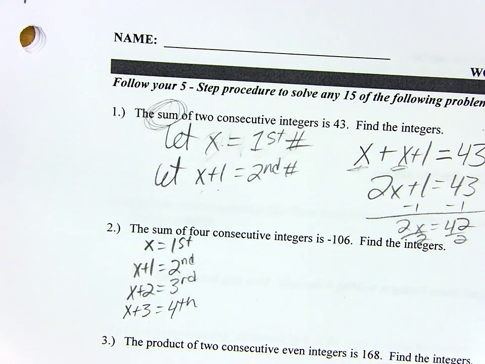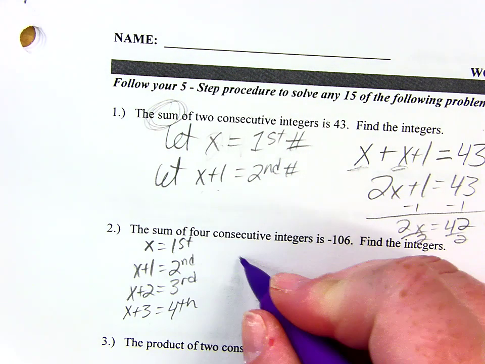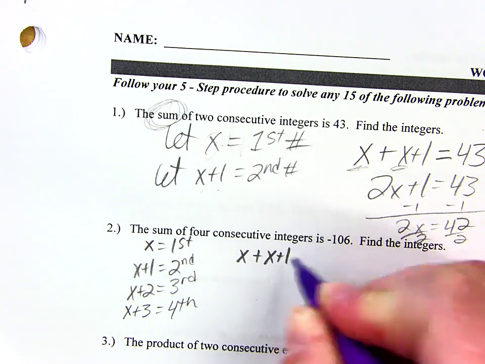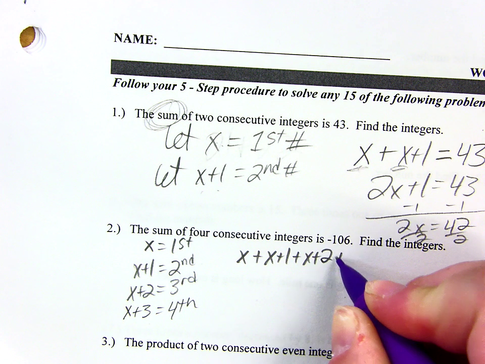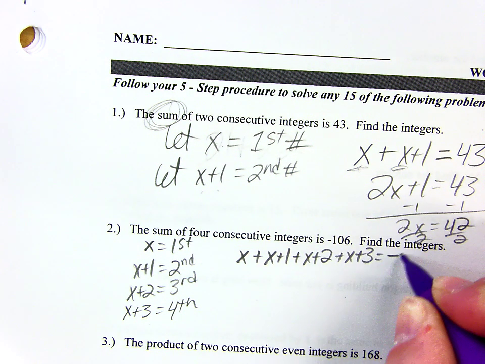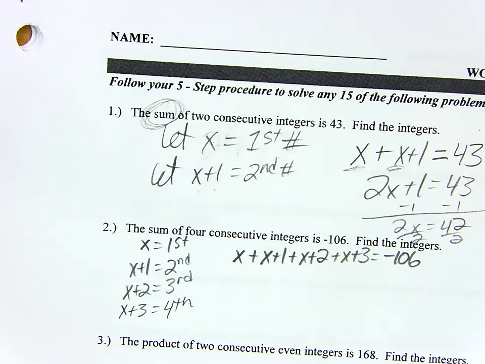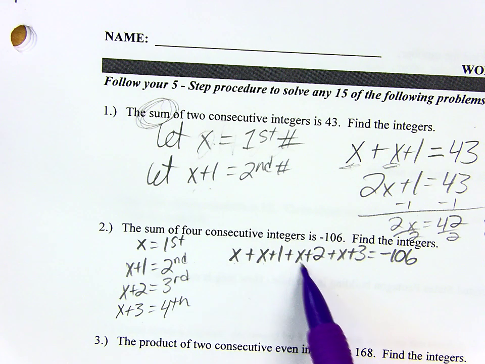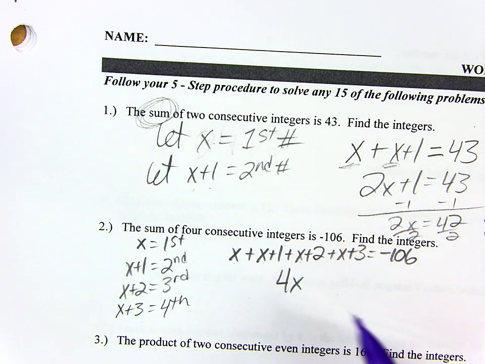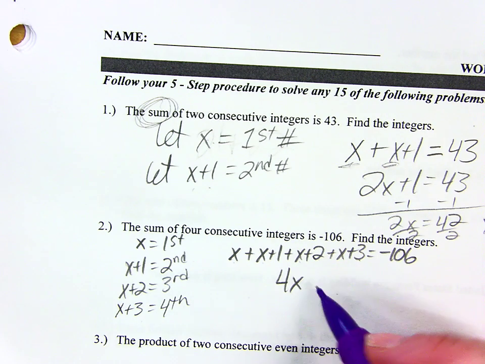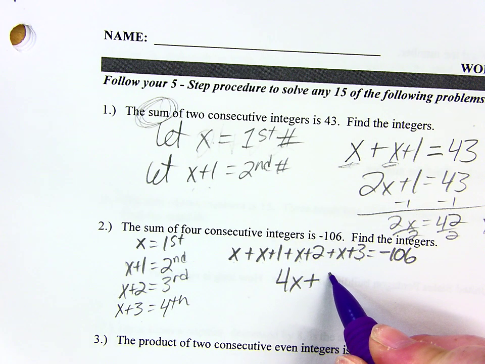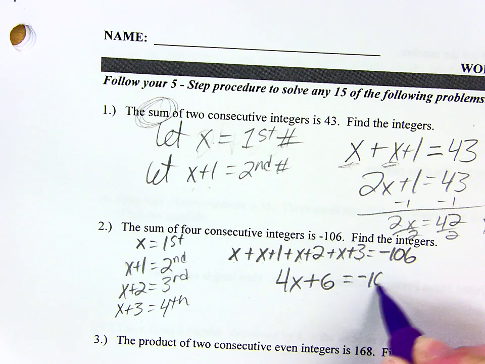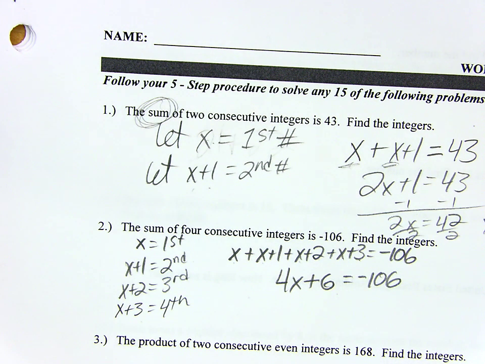There's my 4 numbers. This just says the sum of them is negative 106. So I'm just going to add them all together, set equal to negative 106. So my first number plus my second number plus my third number plus my fourth number, all together gets me a negative 106. And now I'm just going to count up how many x's I have. 1, 2, 3, 4. And I've got 1 plus 2 plus 3, so that's really a plus 6. And now I have an equation that you all know how to solve.